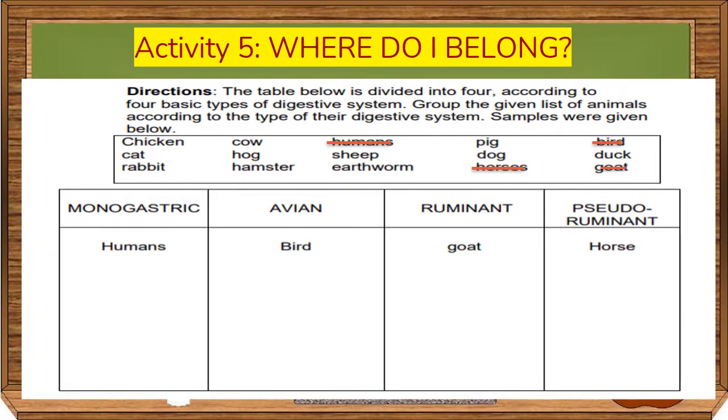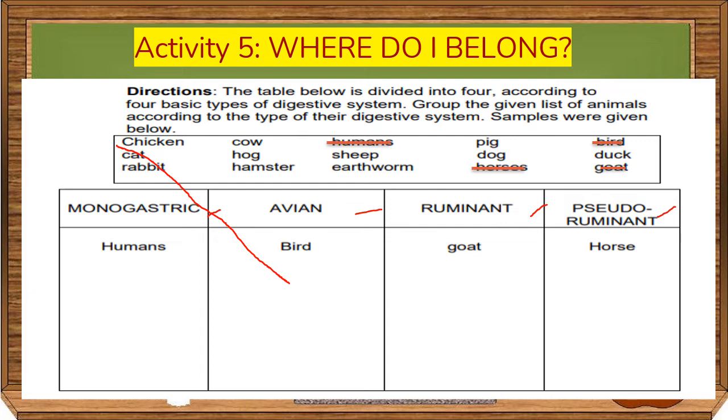For activity number 5, where do I belong? Classify the 4 basic types of digestive system. Group the given list of animals according to the type of their digestive system. Samples were given below. So we have 4 types: monogastric, avian, ruminant, and pseudo-ruminant. Let's have number 1, chicken. Chicken, that is under avian.